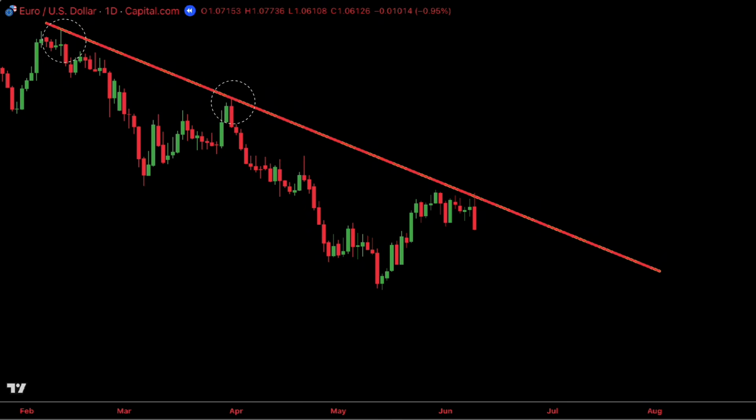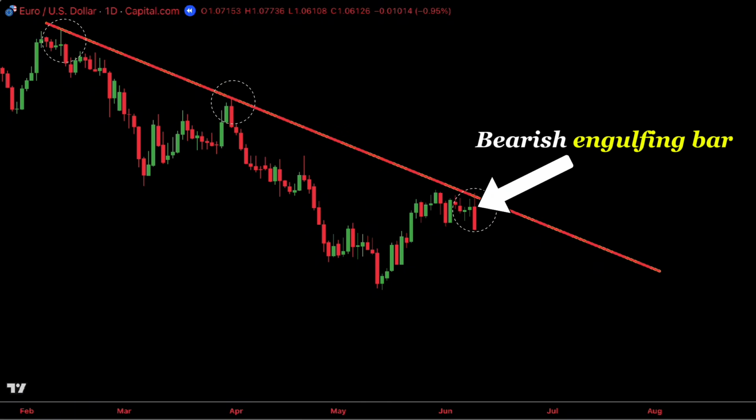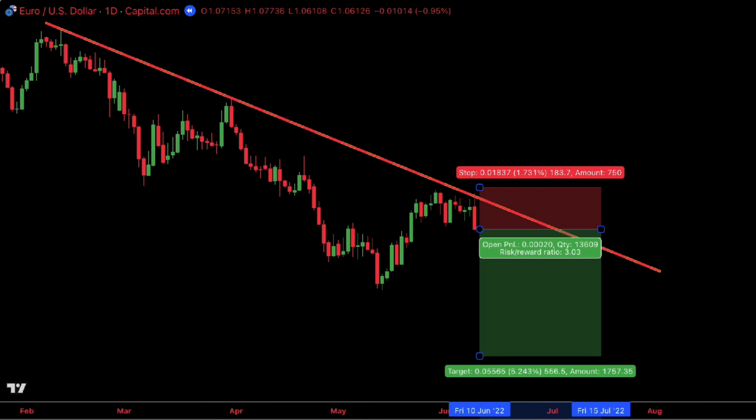Price retraces back toward the trend line, gets rejected, and forms a clear bearish engulfing pattern. This is our confirmation to enter the trade. We enter the trade at the close of the bearish engulfing candle, place our stop loss above the recent swing high, and set our take profit at the next major support level.